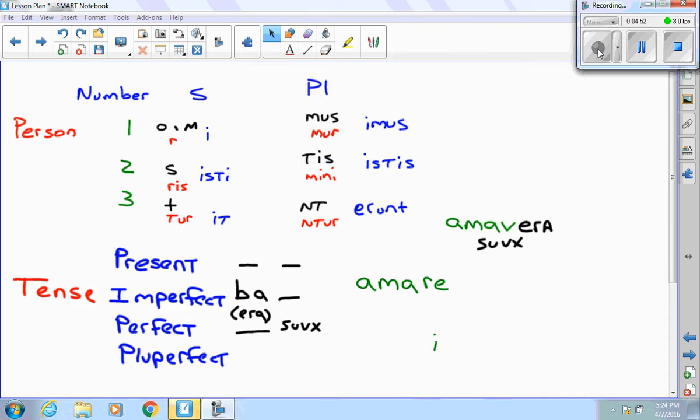But I can't use this. That's a no-no. Can't use mer. And I can't use istis. The reds will only belong to the imperfect and present. The blacks will belong to the present, imperfect, and pluperfect, and the blues only belong to the perfect. So make sure you're aware of that as you begin to try to break these verbs down.